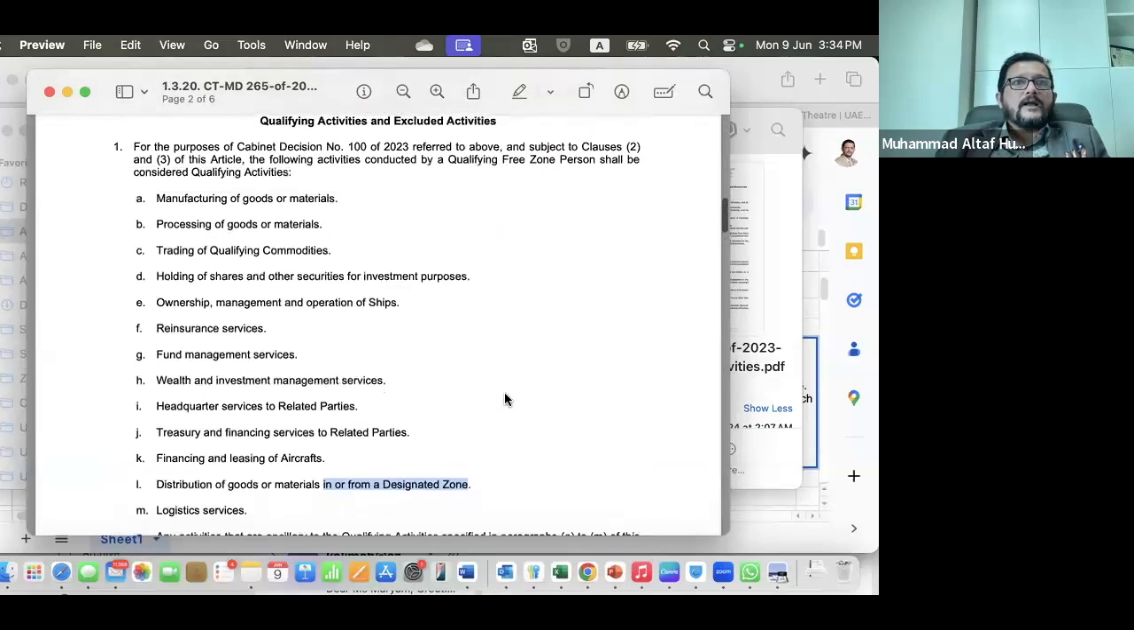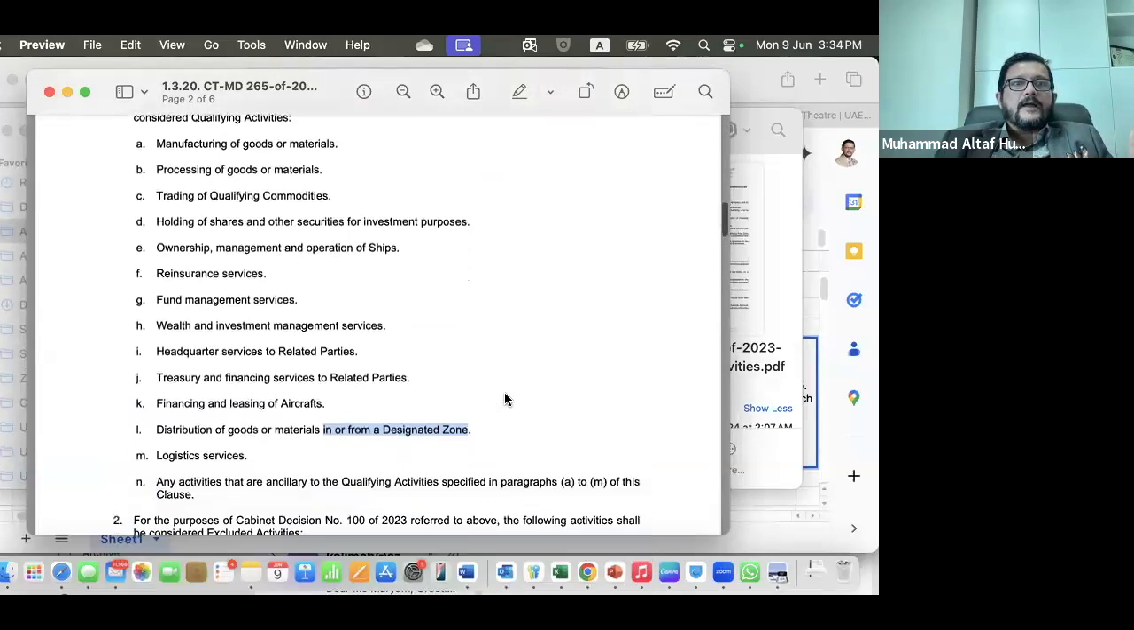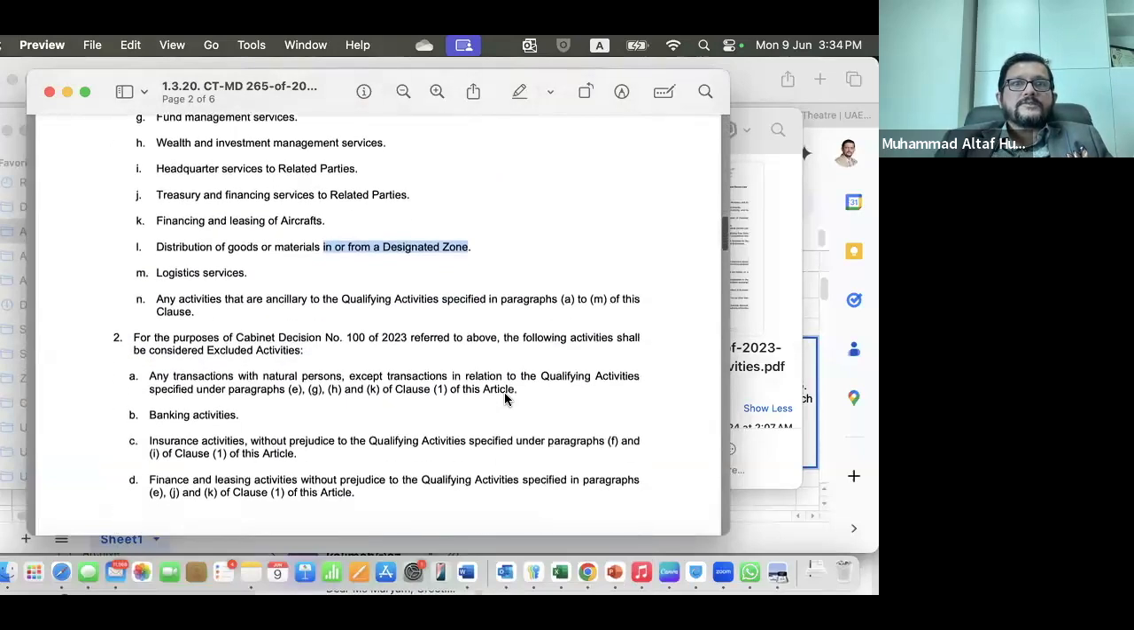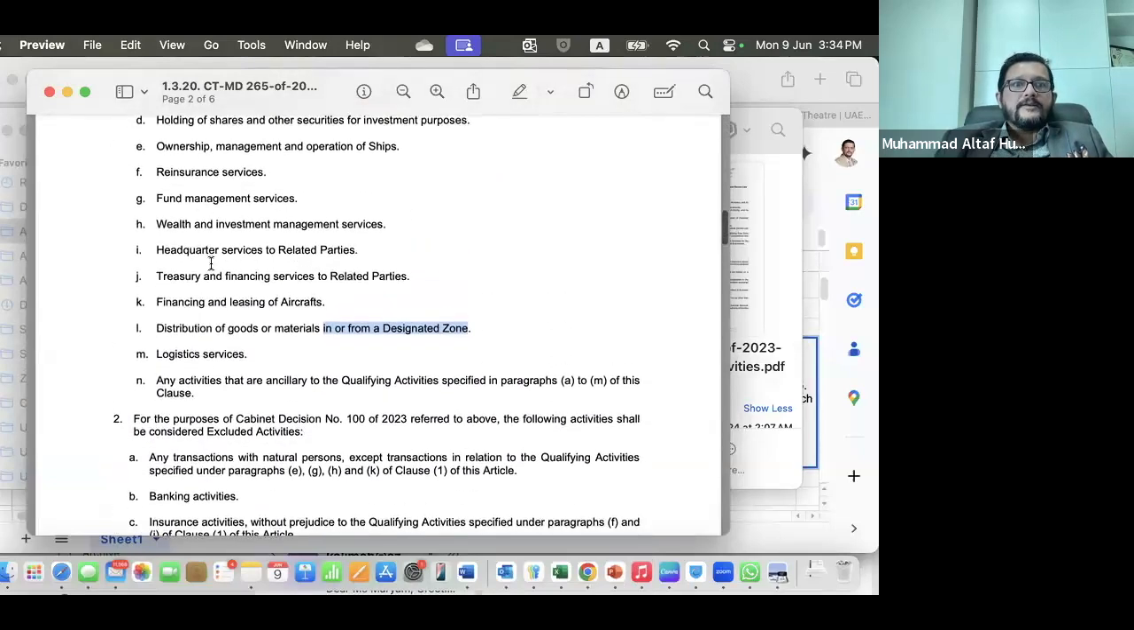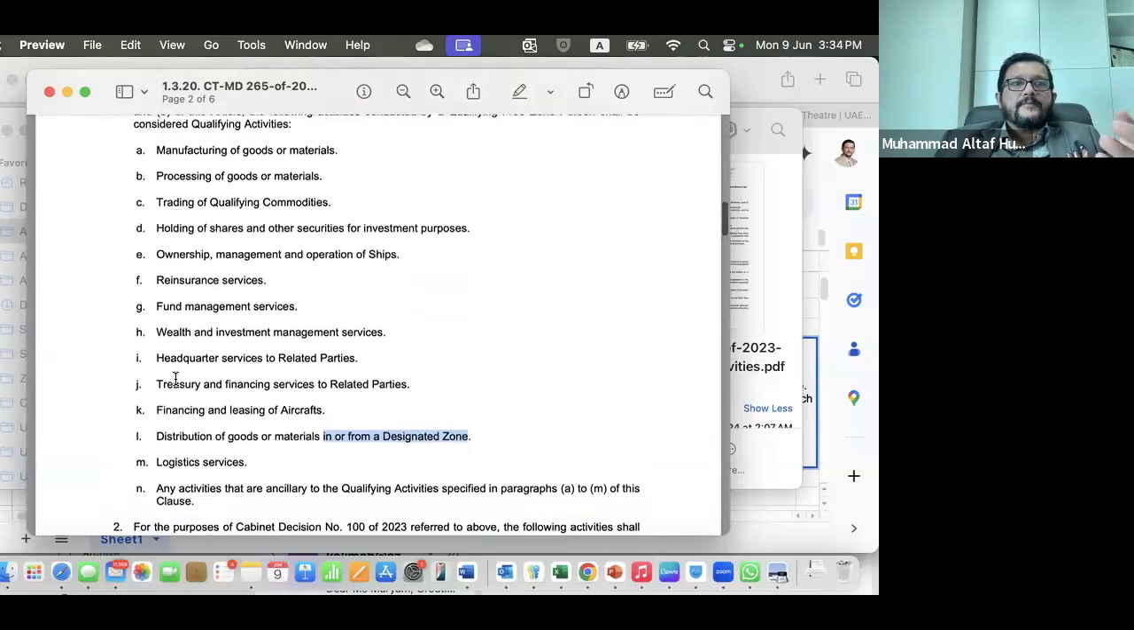By the way, I can't teach everything in this short time, but I can tell you that the structure of the decision is that all these qualifying activities that they've provided, from A to N, how many are these?